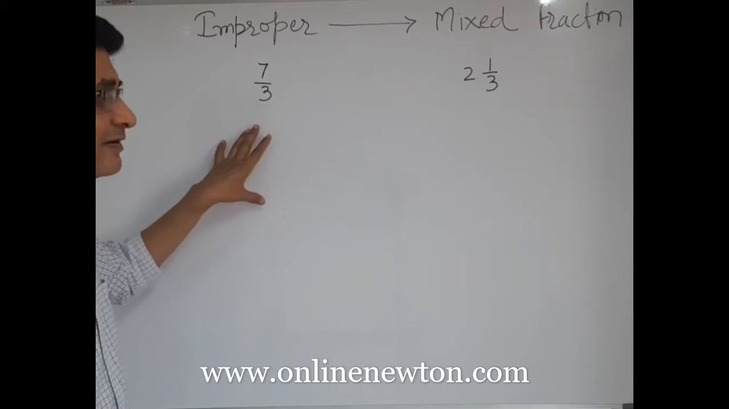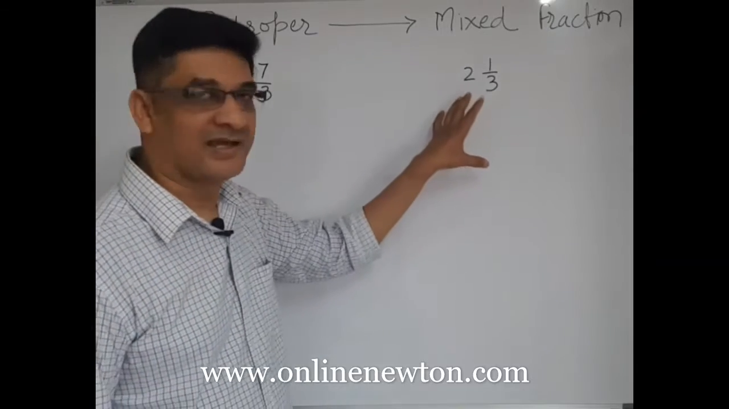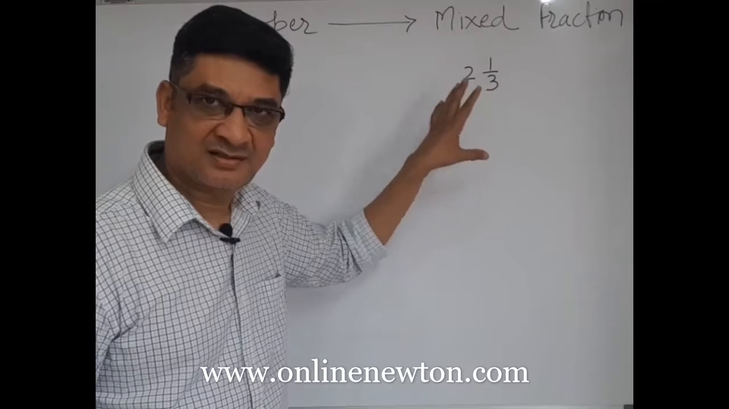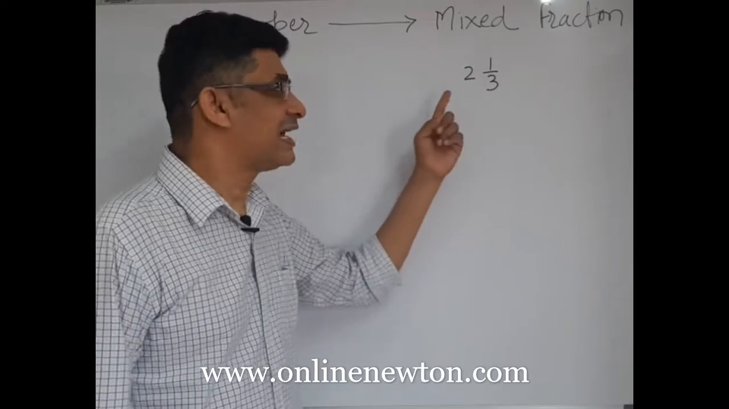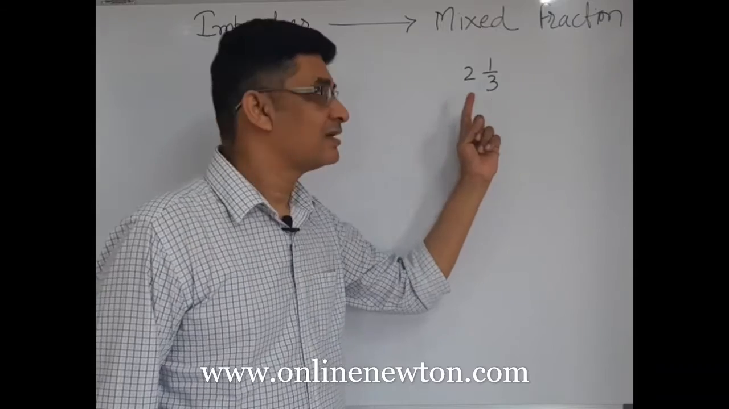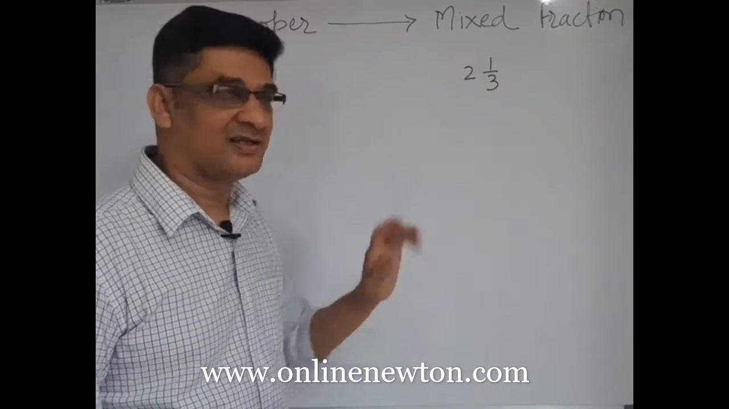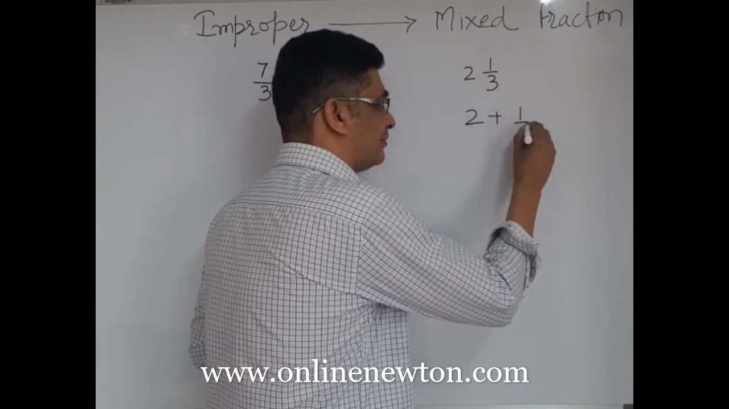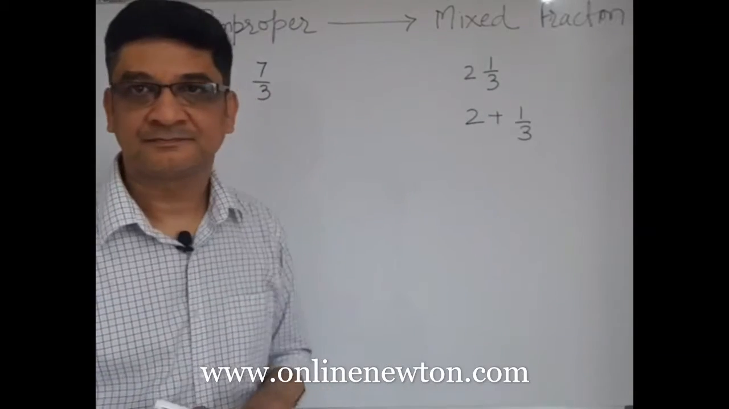This same improper fraction can also be represented as 2 integer 1 by 3. It is called a mixed fraction, mixed because it has an integer part and a fraction part also. This 2 integer 1 by 3 is nothing but 2 plus 1 by 3.